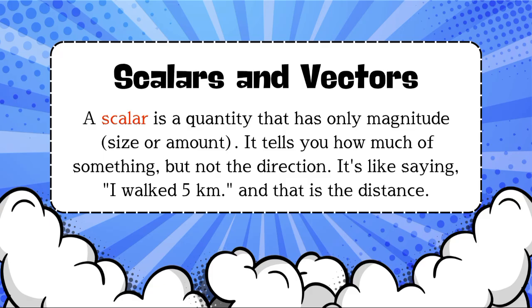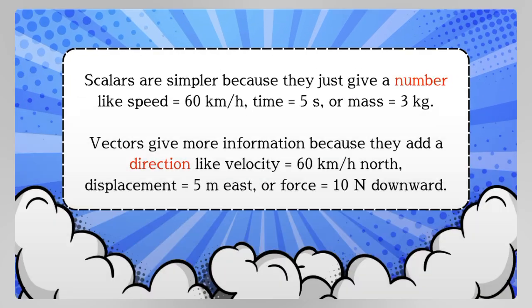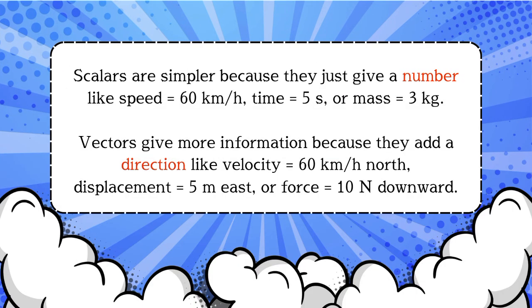A scalar quantity mostly asks the question, how much, while a vector asks how much and which way. Scalars are simpler because they just give a number, like speed equal to 60 km per hour, time equal to 5 seconds, or mass equal to 3 kilograms. Vectors give more information because they add a direction, like velocity equal to 60 km per hour north, displacement equal to 5 meters east, or force equal to 10 newtons downward.